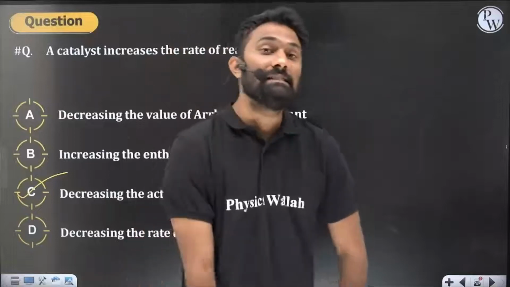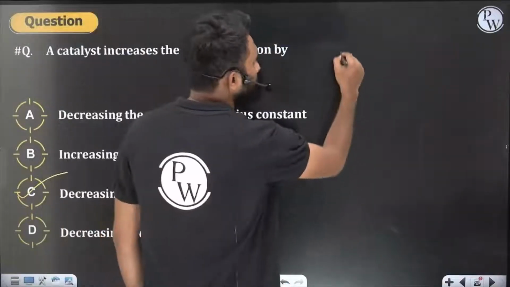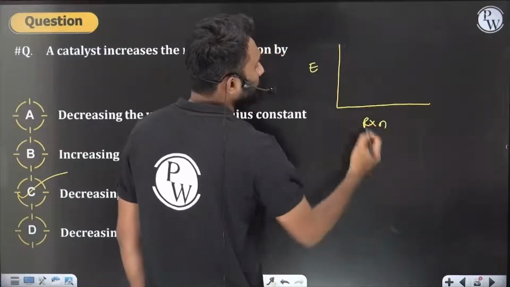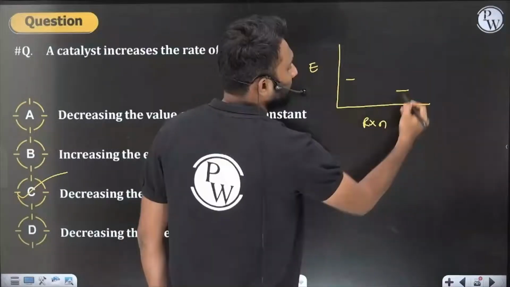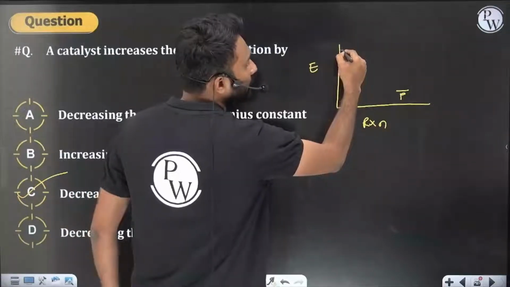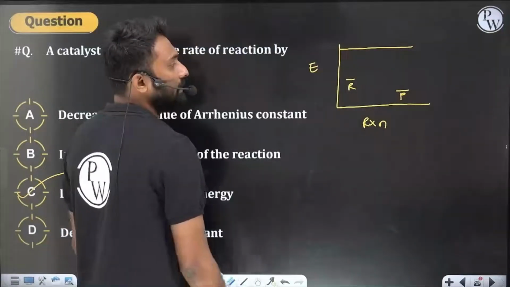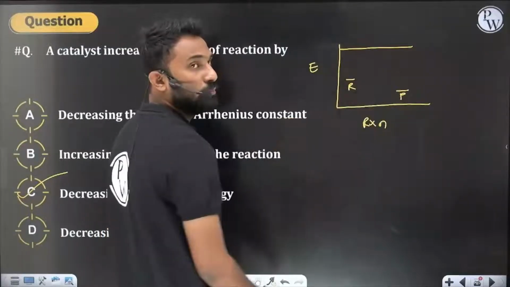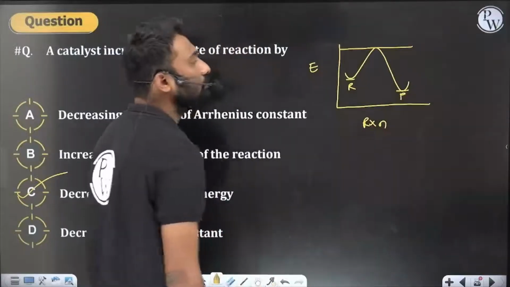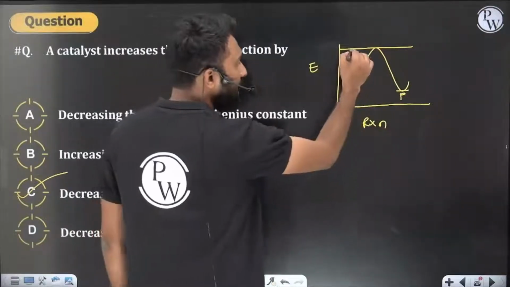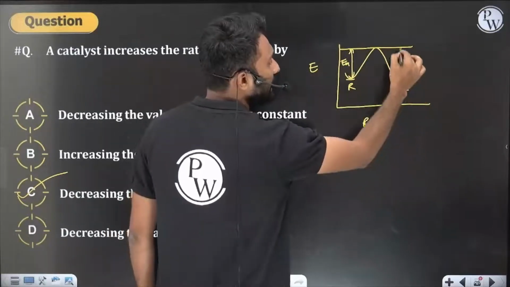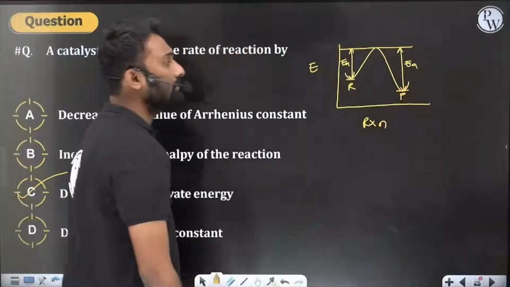Now how does it decrease the activation energy? Take the graph of energy versus reaction progress. Let us assume the reactant is to be converted into product. It should cross its threshold energy. This is the activation energy of the reactant, and this is the activation energy of the product.